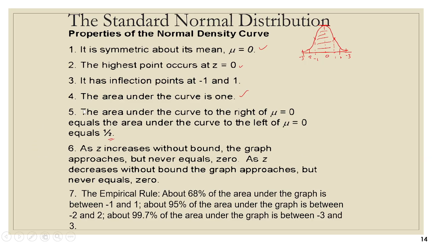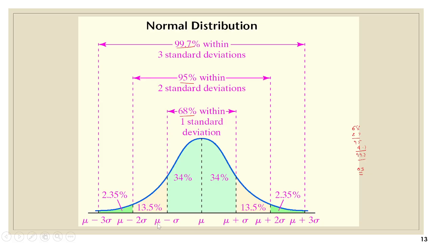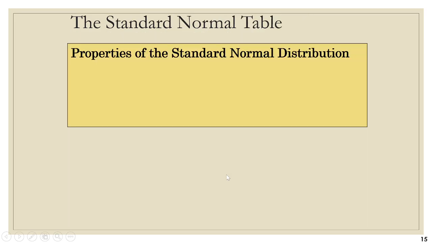Left hand side -1/2, right hand side +1/2. As z increases without bound, the graph approaches but never equals 0. As z decreases without bound, the graph approaches but never equals 0. The empirical rule is 68% of the area under the graph is from -1 to 1, 95% is from -2 to 2, and 99.7% is from -3 to 3. So that's what we can observe here, right?